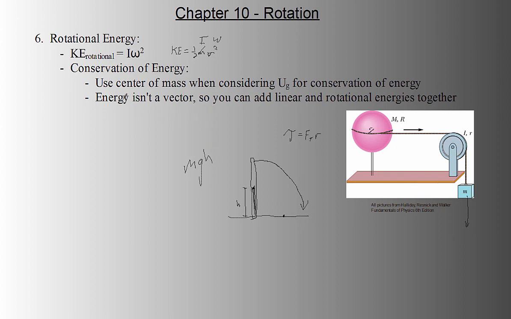And seeing how energy isn't a vector, you can actually add linear and rotational energies. So I'm going to give you a big hint for one of your Webstein problems. In this problem, you start off with just some gravitational potential energy, right? And then as m drops, it's going to lose gravitational potential energy. None of these two objects drop, so they don't change gravitational potential energy. Where does this gravitational potential energy go? What does it turn into?